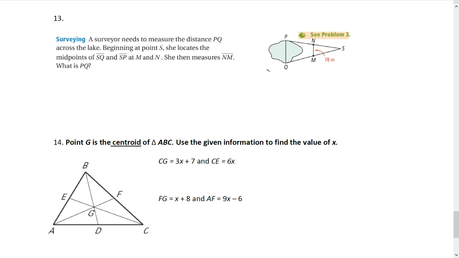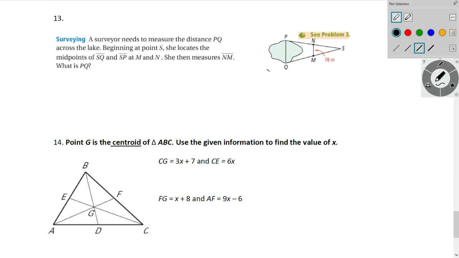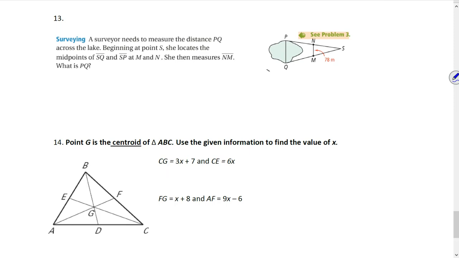On number 13, a surveyor needs to measure the distance PQ across a lake. Beginning at point S, she locates the midpoint of SQ and SP, M and N. She then measures NM to be 78 meters. So, how long is PQ?